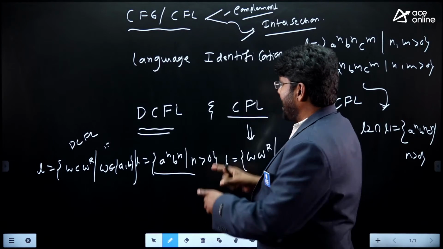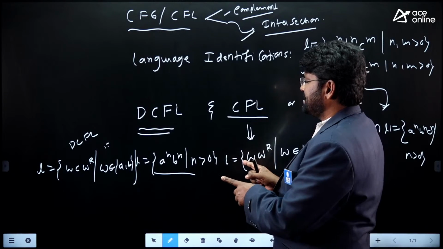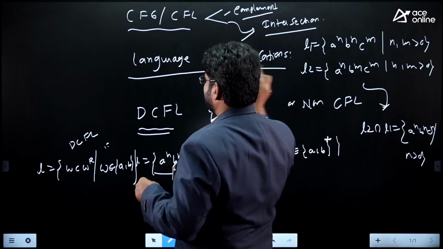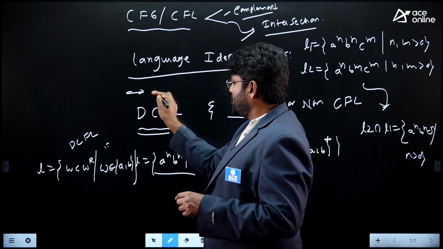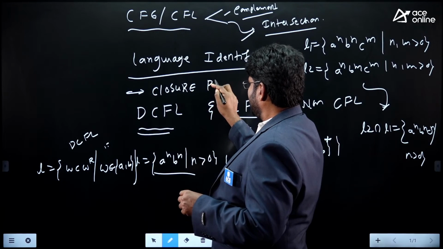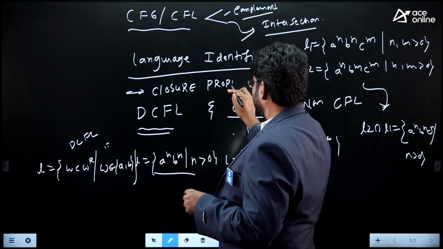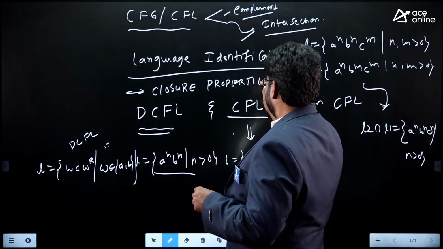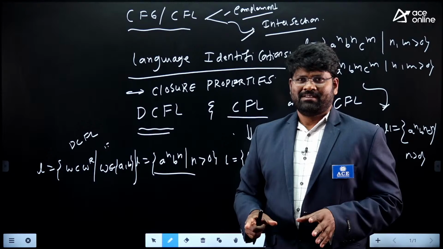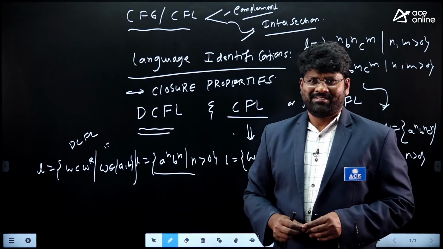Right? So as far as these two concepts are concerned, I told you: work on language identification and work on closure properties. That's it. Once you do this, then you are almost done with this chapter.